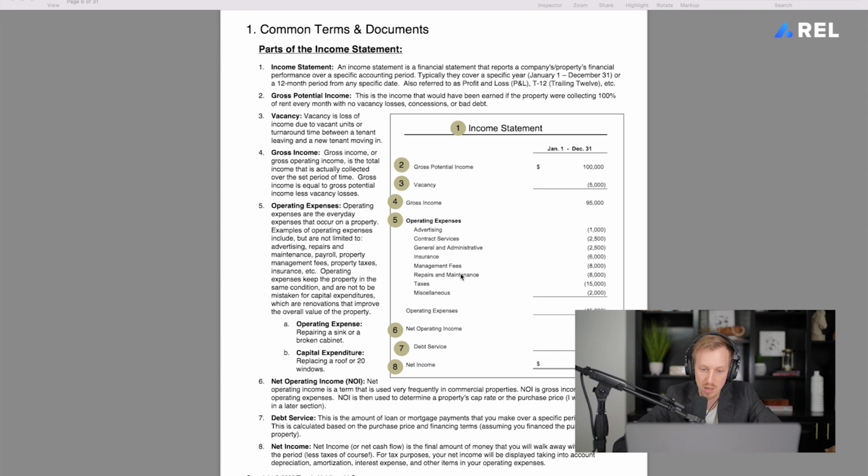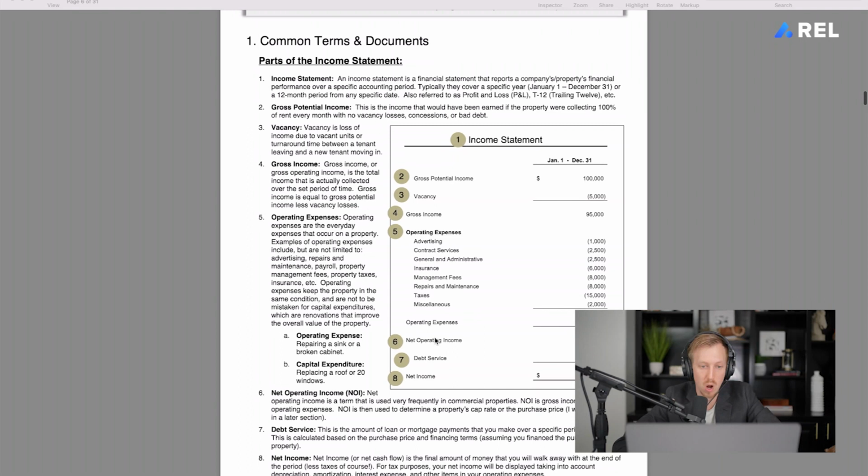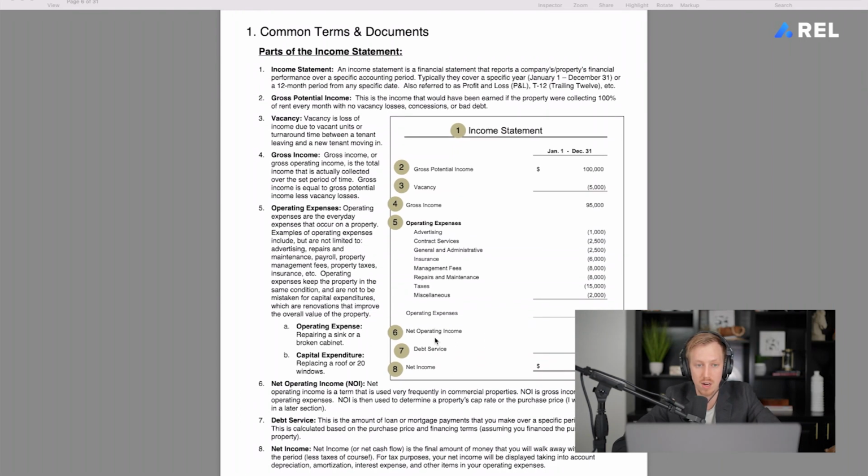We would not include in here, for example, replacing a parking lot or replacing a roof, or if we went through and replaced all the windows at a property. Those are different items that we're calling capital expenditures, or CapEx. You're going to see CapEx a lot. Those are not items that we include in the operating expenses.